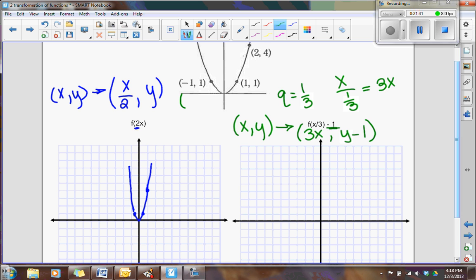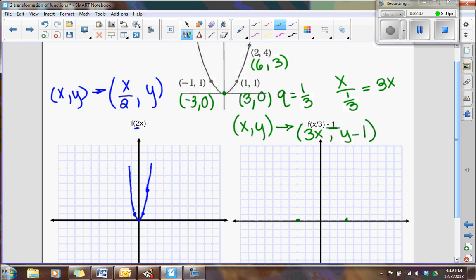So -1 times 3 gives us a -3. 1 minus 1 gives us 0. 1 times 3 gives us 3. 1 minus 1 gives us 0. 2 times 3 gives us 6. 4 minus 1 gives us 3. So we've got (-3, 0). We've got (3, 0). The point (0, 0), that's a nice one to have.